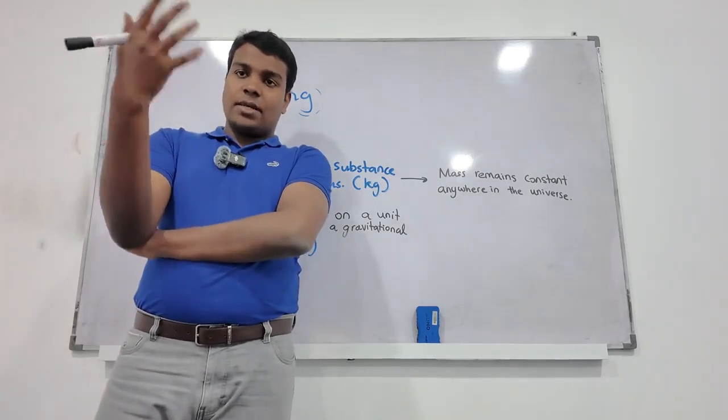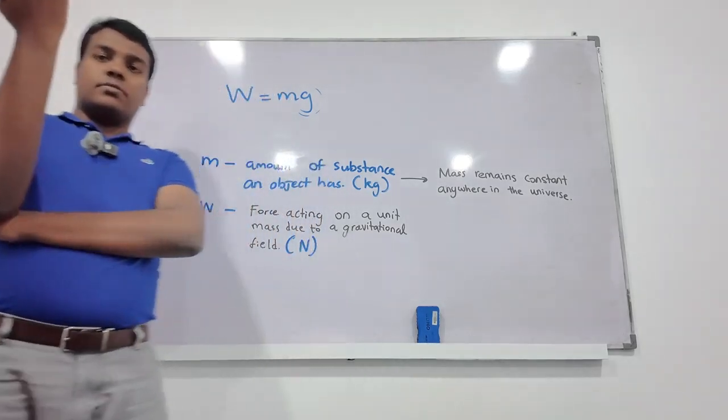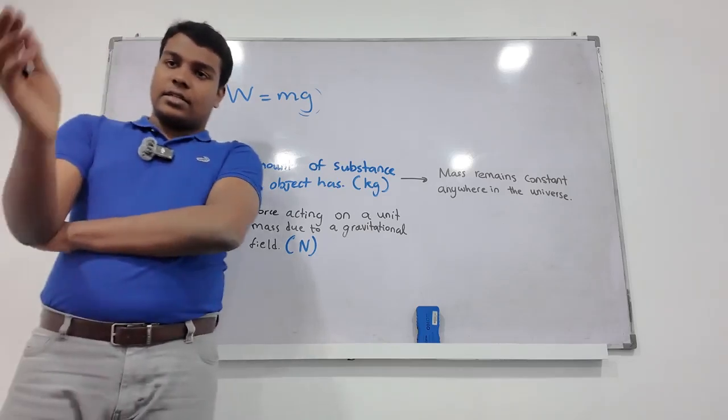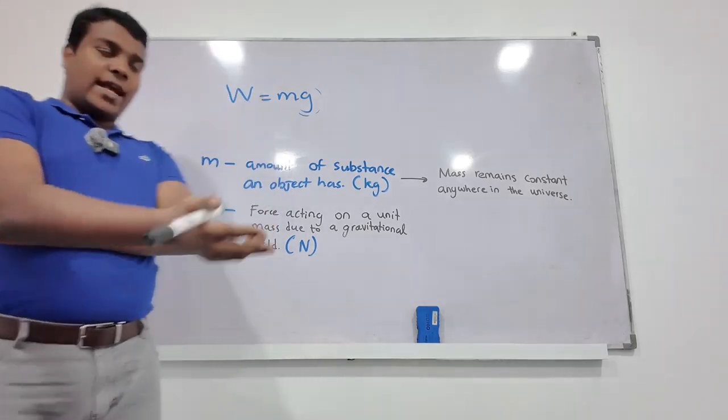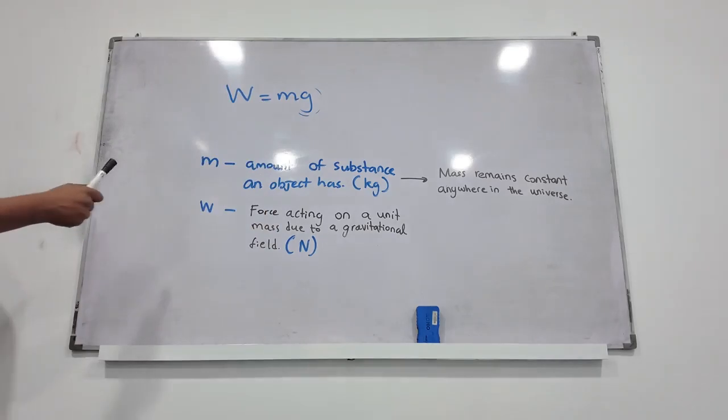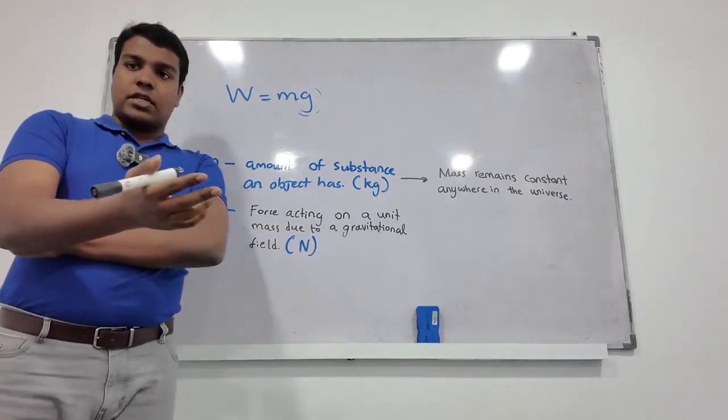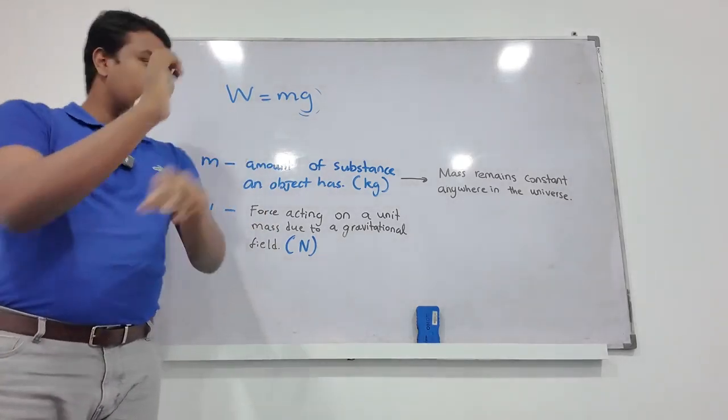So mass remains constant anywhere in the universe. The amount of substance that object has, know what mass means. So the amount of substance relates with the volume. Volume of an object can't be changed no matter where you go in the universe. It can be changed when pressure increases, but not for solids, it's for gases. It's for ideal gases, to be specific. Ideal gases do not exist in the real world, that's why we call them ideal.